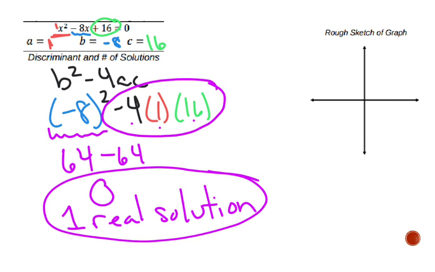So that means if we were talking about what the graph would look like, first off, our a value is a positive number, which means our graph's going to open up. And that just means that it will hit somewhere on the x-axis just one time. So our graph would look something similar to that.